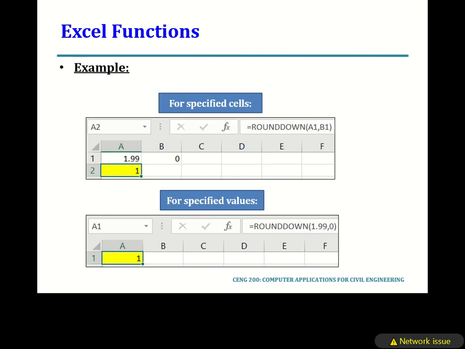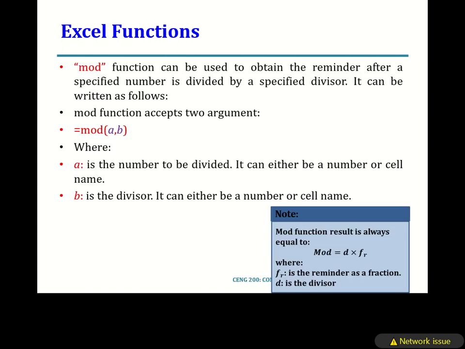And you can see now 1.99. If I use round down, the answer is 1. So even 1.99 is 1, and 1.01 is also 1. Okay.